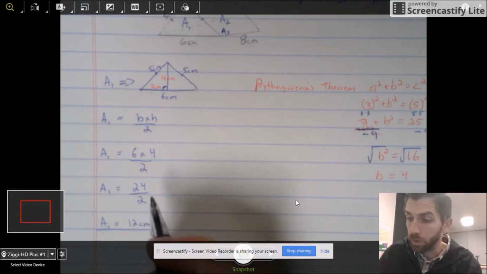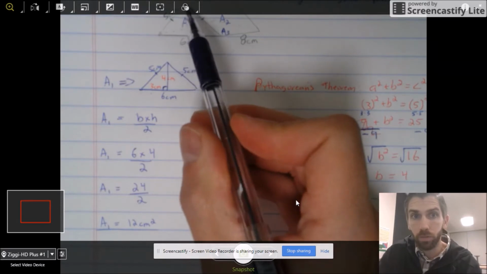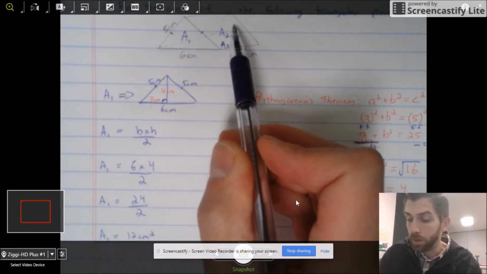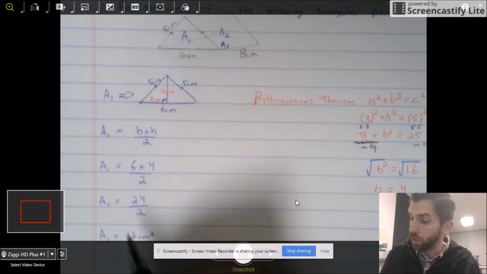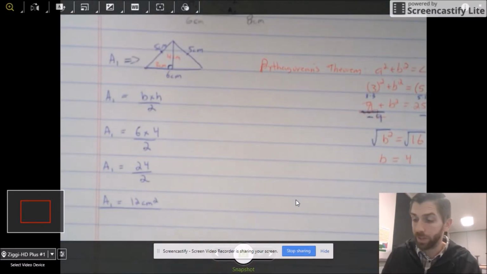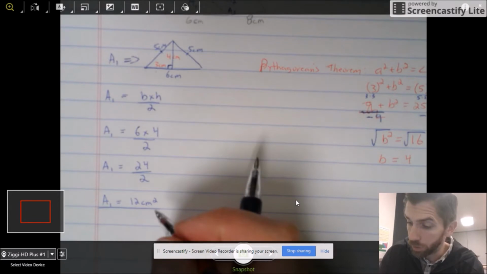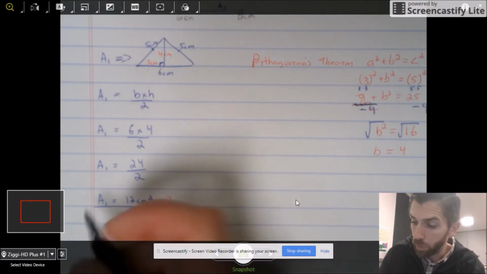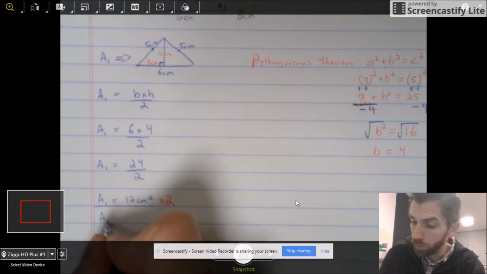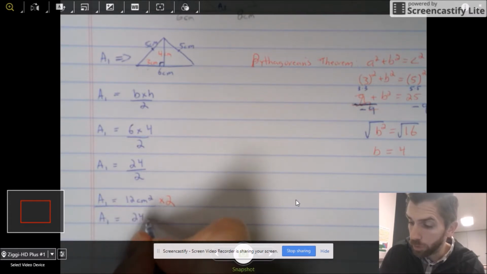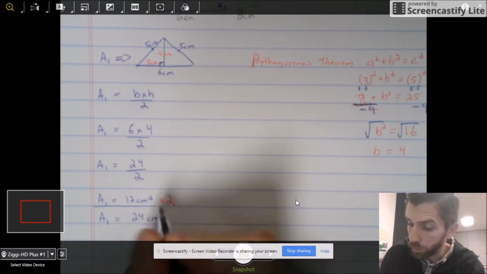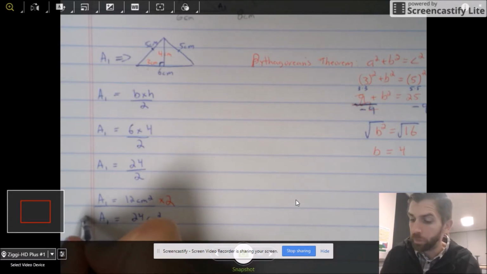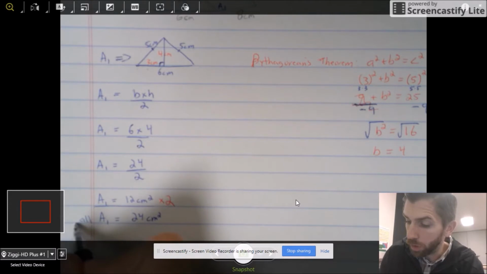But wait a second, how many triangles are there? There's one in the front, and there's one over here in the back. So I need to make sure I take that 12 centimeters squared. And since there's 2 triangles that are equal size, I'm going to multiply that by 2. So my A1 will equal 24 centimeters squared. All my A1s. Okay, so this is the important information that I got from this one.